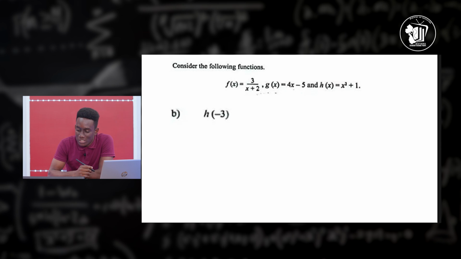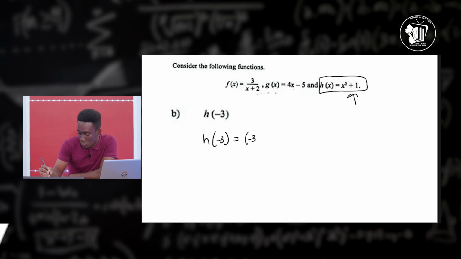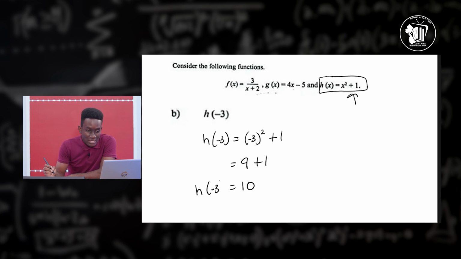The next question says, consider the following function. We have the same set of functions. Now they want us to find h of negative 3. So for h of negative 3, we're talking about the function h of x. Instead of x squared, we'll have negative 3 squared plus 1. Negative 3 squared is negative 3 times negative 3, which gives us 9, plus 1. So 9 plus 1 gives us 10. So h of negative 3 is 10.